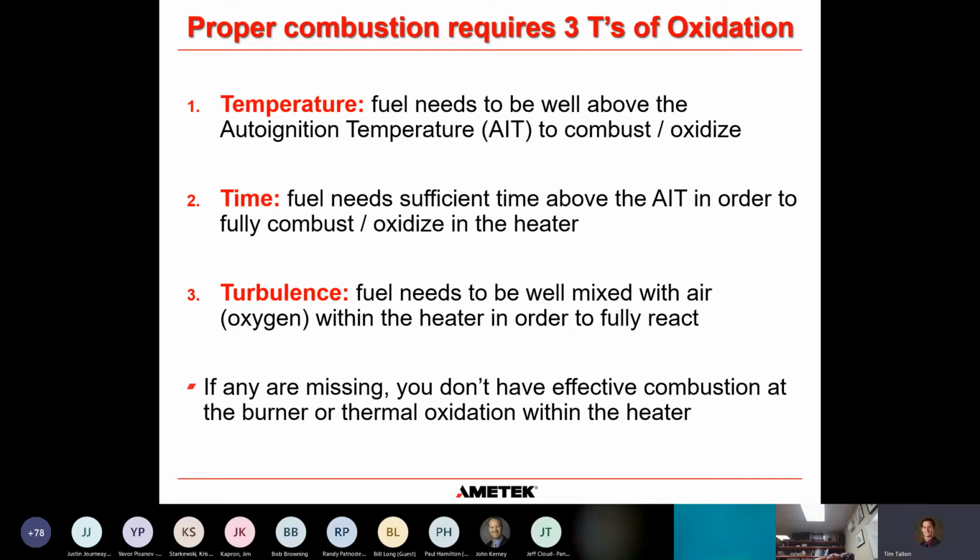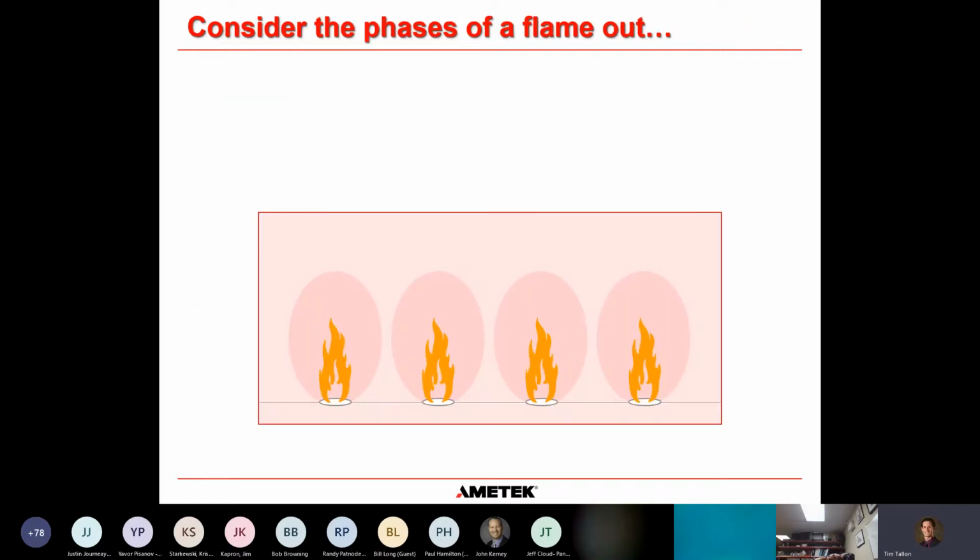If you're missing any of these three T's of oxidation, you don't have effective combustion at the burner, and you also don't have effective combustion or thermal oxidation within the heater. So for anything later on that doesn't get burned up, you don't have that thermal oxidation later on within the heater. So let's consider the phases of a flame out, for example.